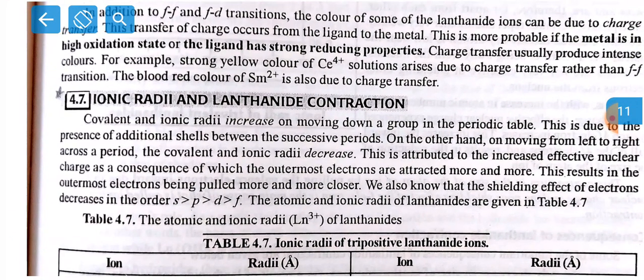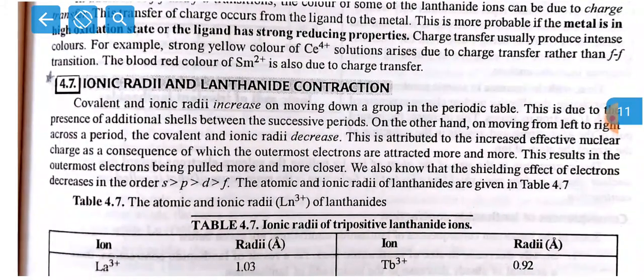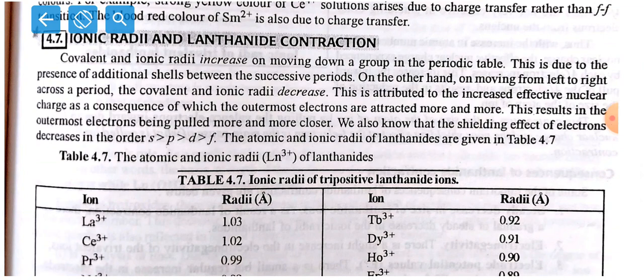Ionic radii and lanthanoid contraction. Covalent and ionic radii increase on moving down a group in the periodic table. This is due to the presence of an additional shell between successive periods. On the other hand, on moving from left to right across a period, the covalent and ionic radii decrease. This is attributed to the increased effective nuclear charge, as a consequence of which the outermost electrons are attracted more and more. This results in the outermost electrons being pulled closer and closer.